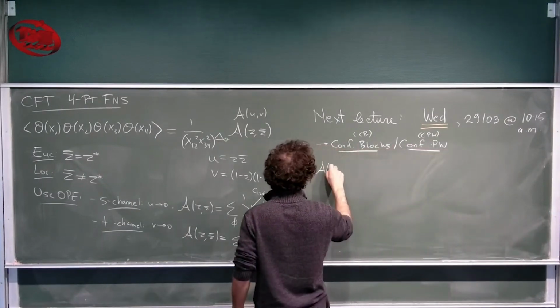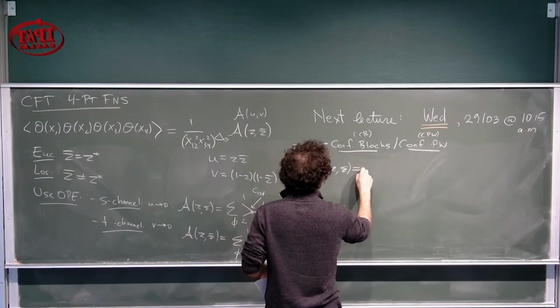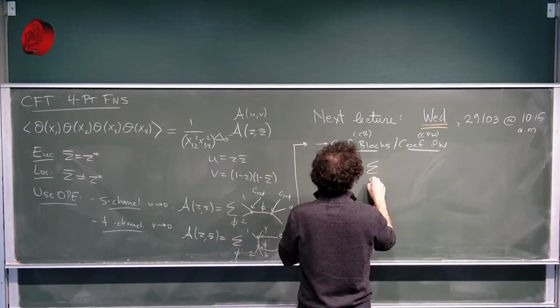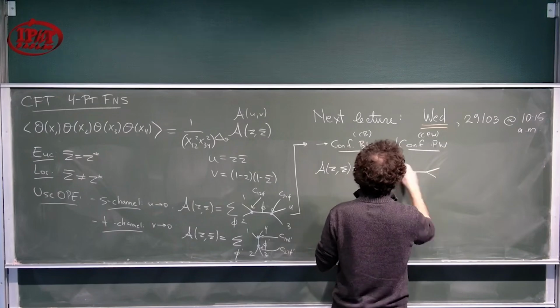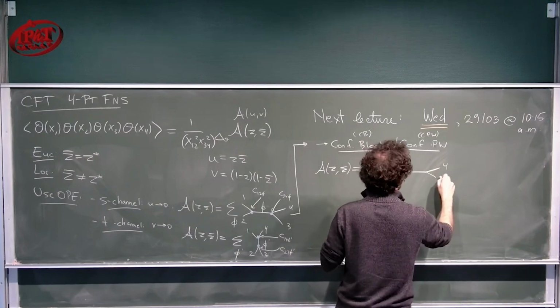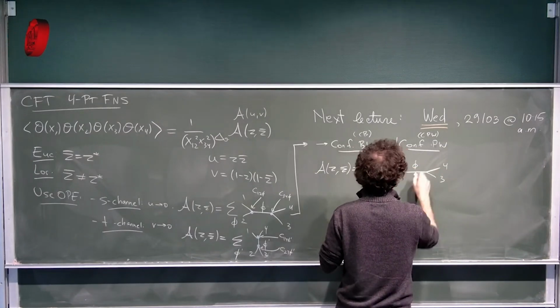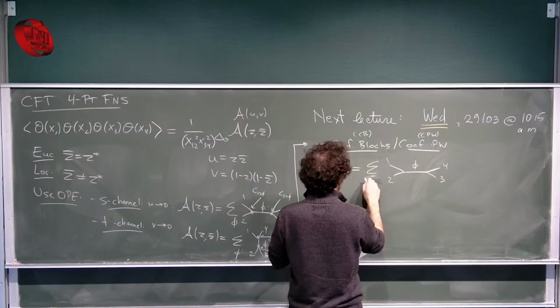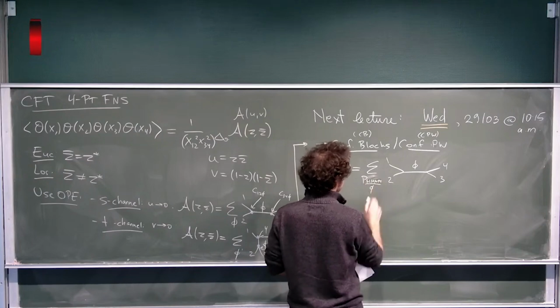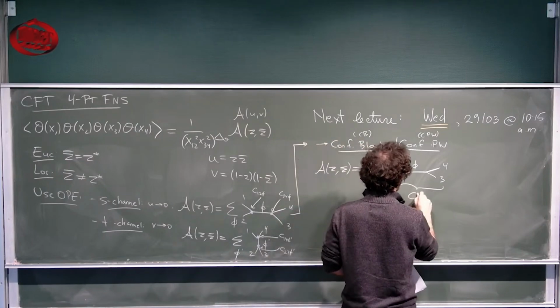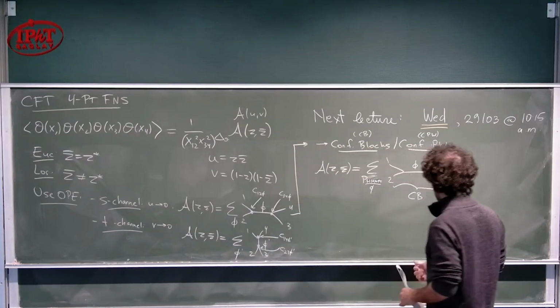I guess take the S-channel expansion, write this as a sum. I'm just drawing the same picture, but now let's emphasize that this is a sum over primaries phi, and this thing is the conformal block.